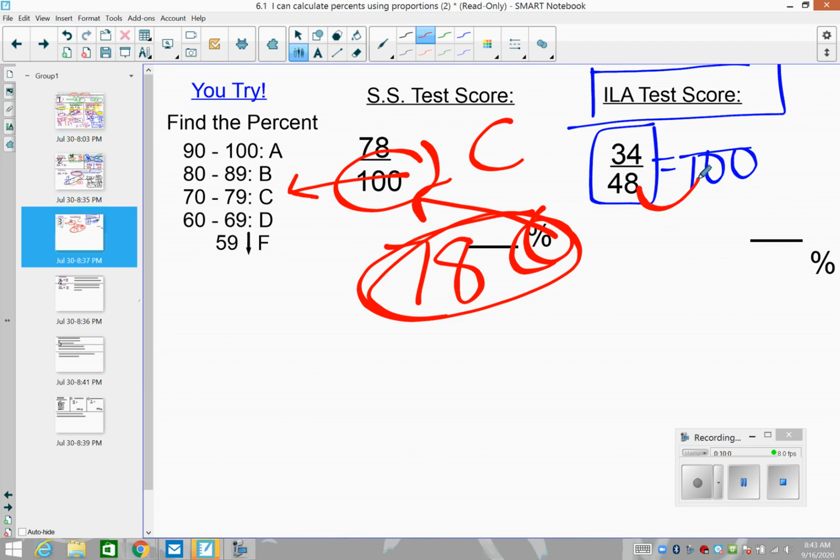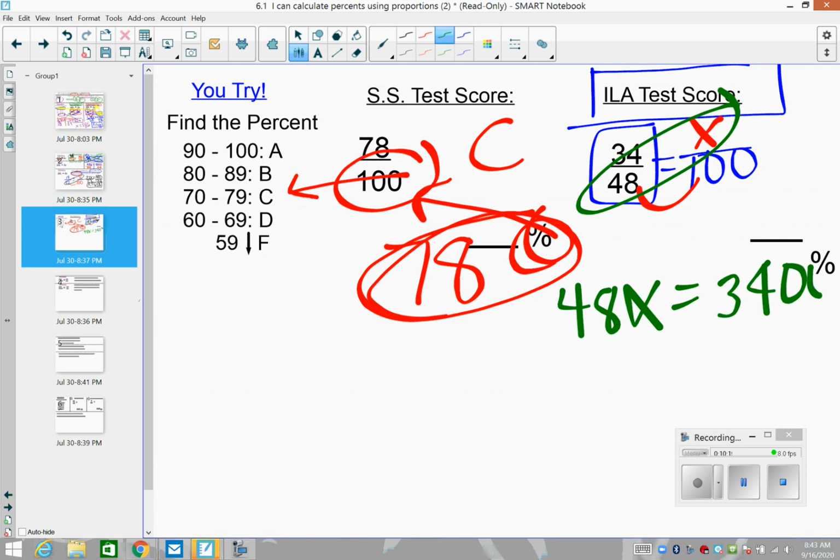So we're going to multiply by some value to get to 100, but we don't see any nice pattern there, a nice factor. So I'm going to take cross products. So 48x is equal to 3,400. Again, there is a faster way to do this, but this is our learning target today, that you can take cross products for percentages. We'll get to the other way eventually.